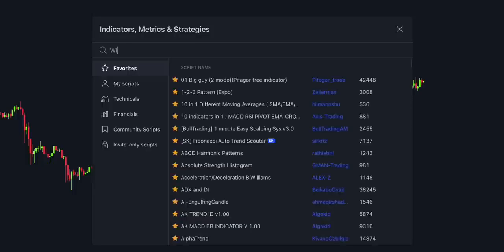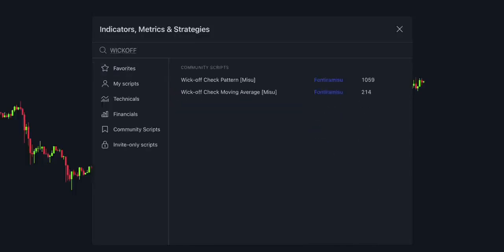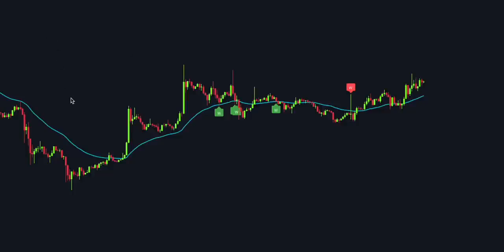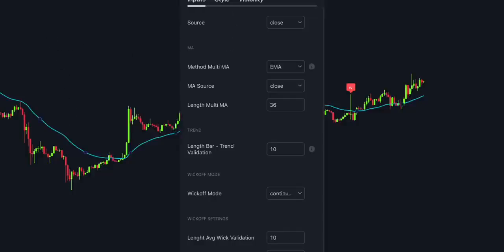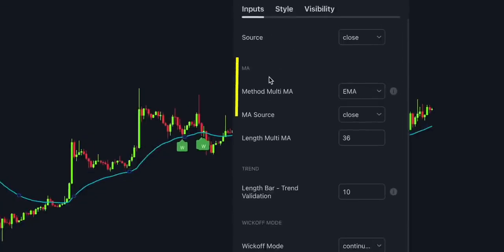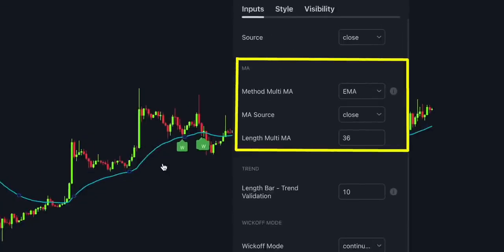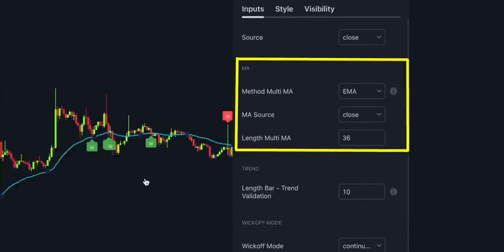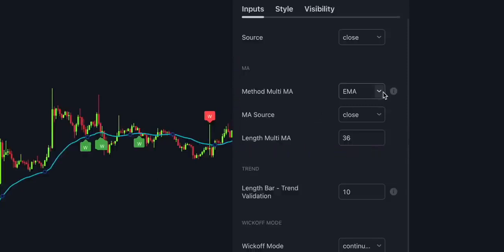To install the indicator, open the Indicators menu and search for Wyckoff-Check MA by Fontira Mishu. The following step will be to open its settings. In the Inputs section, the indicator has 4 customization blocks. The first block includes moving average settings. Here, we can select the MA type, source, and length.